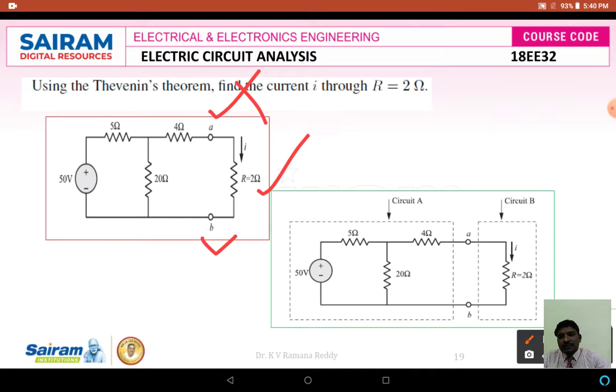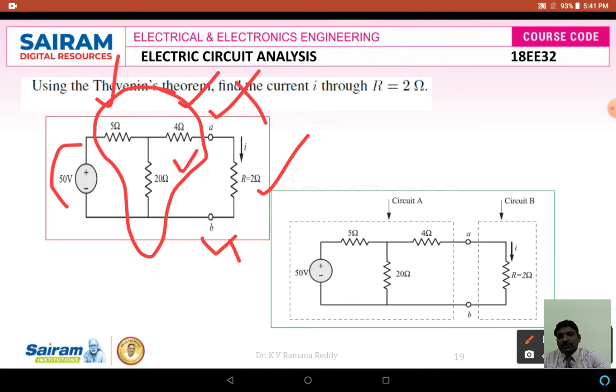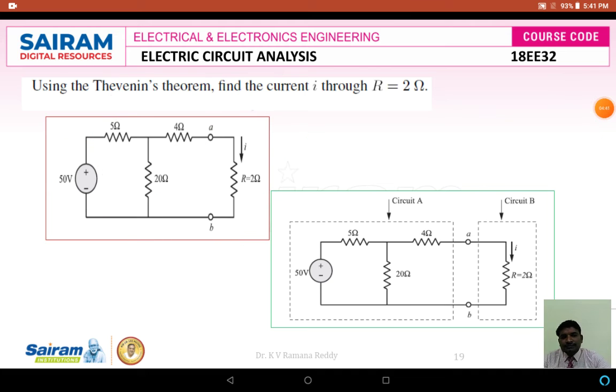For these terminals AB, the left side circuit consists of one T-section network with 2 series arms of 5 ohms and 4 ohms and one shunt arm resistance of 20 ohms, connected to a 150 volts voltage source. We have to find the current I flowing through R. This is our ultimate aim according to the given problem using Thevenin's theorem.